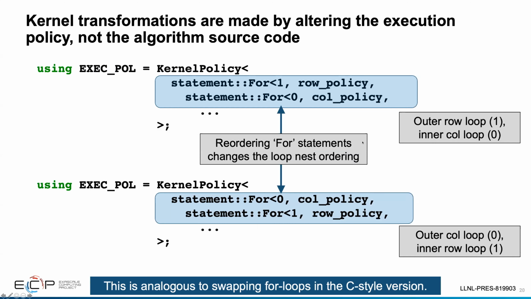Performing loop transformations using the RAJA kernel API is pretty simple, as the policy controls how each loop level is executed. In the example here on the slide, we have the outer loop being the row loop and the inner loop being the column loop. And if we want to do loop interchange, you just switch the order of the statements. So here, the result of this is that the outer loop is now the column loop, and the inner loop is now the row loop.